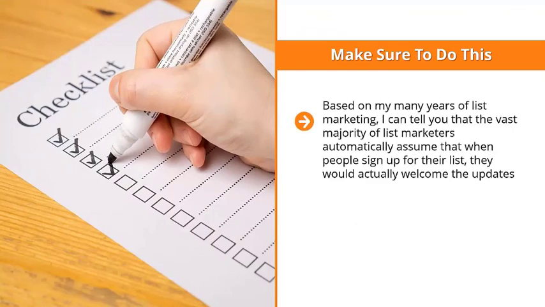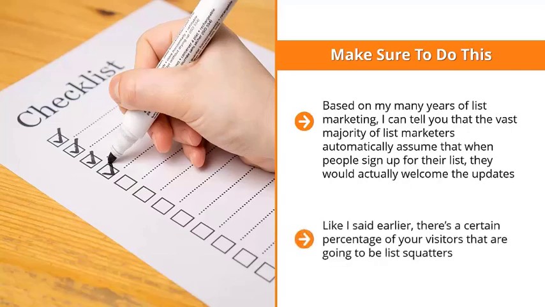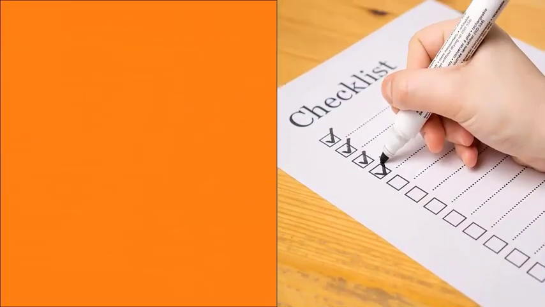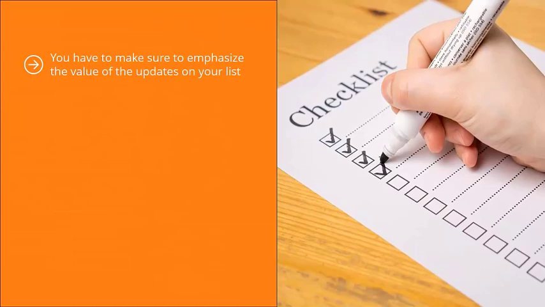Based on my many years of list marketing, I can tell you that the vast majority of list marketers automatically assume that when people sign up for their list, they would actually welcome the updates. This is why most list marketers fail. You cannot assume this. Like I said earlier, there's a certain percentage of your visitors that are going to be list squatters. If you're not careful, this percentage can keep growing until they form the majority of your list. You have to make sure to emphasize the value of the updates on your list. You have to do this right before they sign up by including such text in the squeeze page.